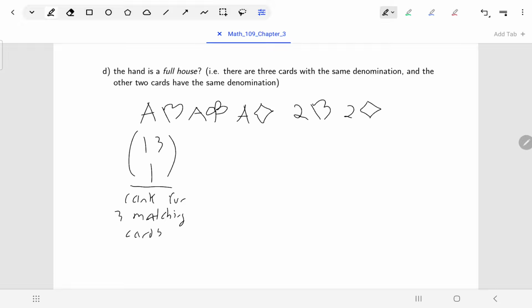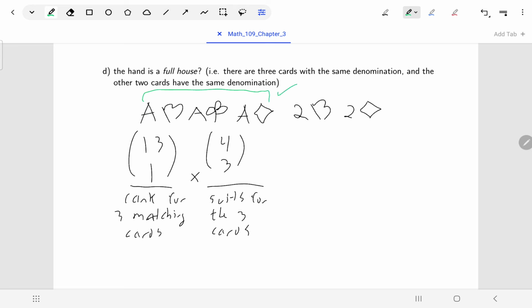Then I would have to decide which aces. I would have to choose the suits for those aces. So out of the four suits, I would need three of them. So suits for the three cards, that's my next choice. So I have decided the rank was aces, and then I chose the suits as hearts, clubs, and diamonds. So now the first three cards have been taken care of.